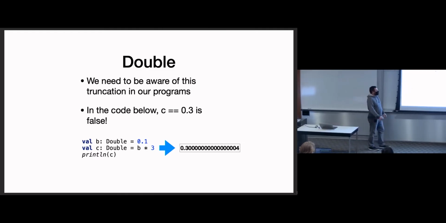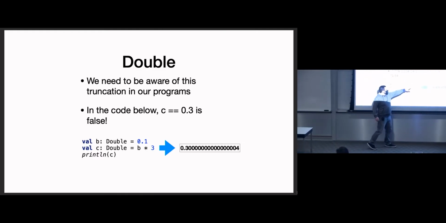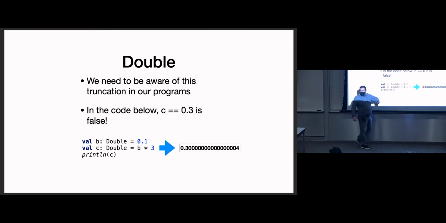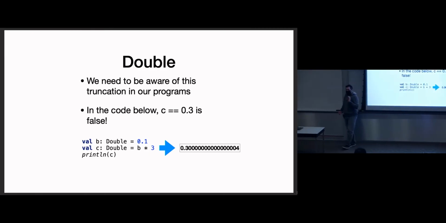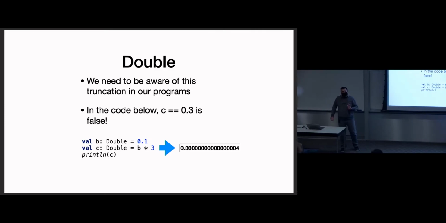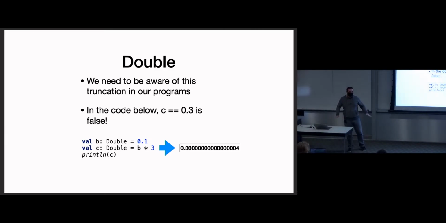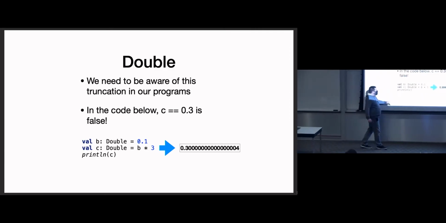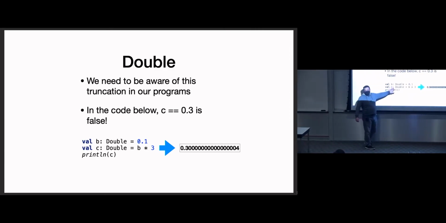If we have 0.1, we know that B does not store the value 0.1. It's something very, very close to 0.1, but it's not exact. It's truncated. It's got a little bit of error built into it. If you just print B to the screen, it's going to print 0.1, and you'll be none the wiser. It'll appear as though 0.1 is represented exactly.